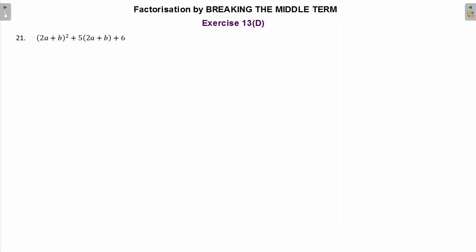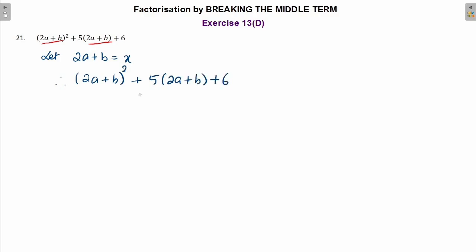Now in this question, observe this and observe this. Are they same? Yes. So if you have got the same kind of stuff, we will do substitution. So the substitution we'll make here is, let 2a plus b equal x. So this becomes, let me write down the very same thing: (2a plus b) whole square plus 5 into (2a plus b) plus 6. So let me substitute the value.